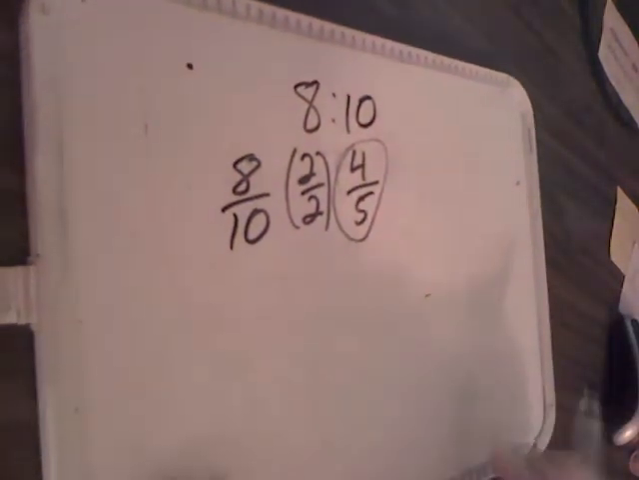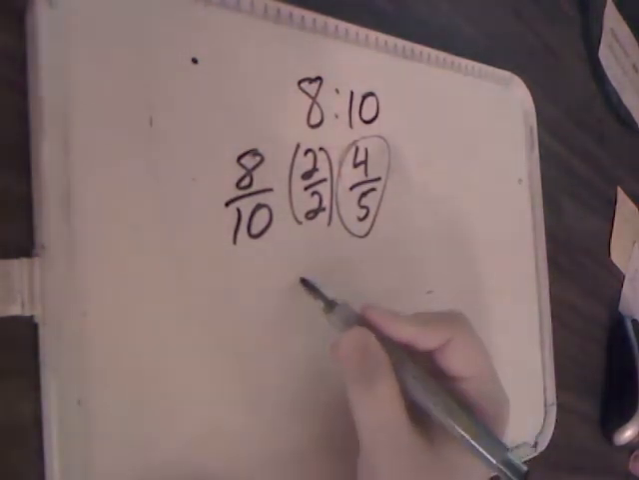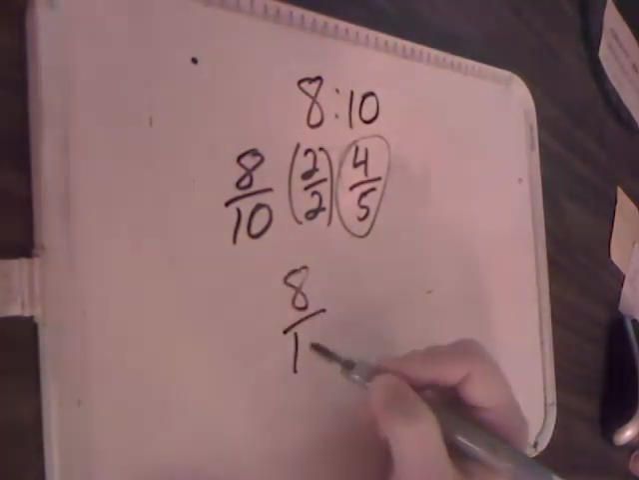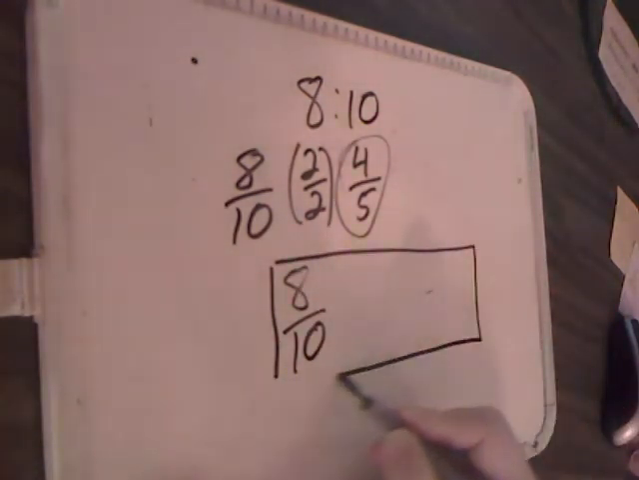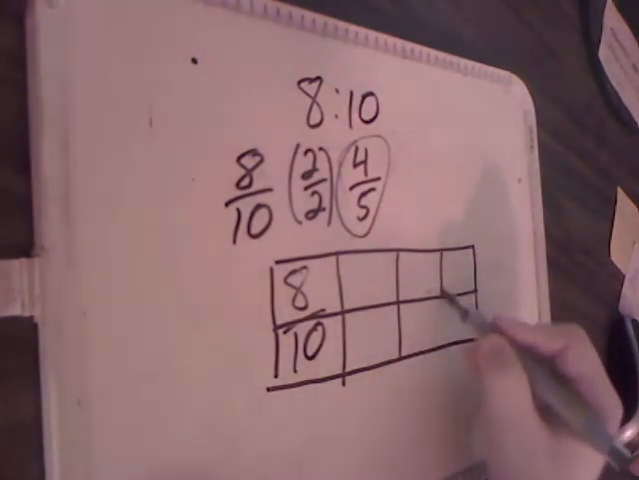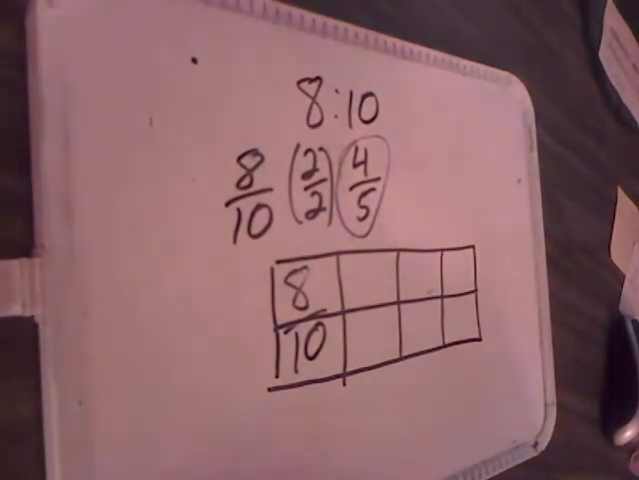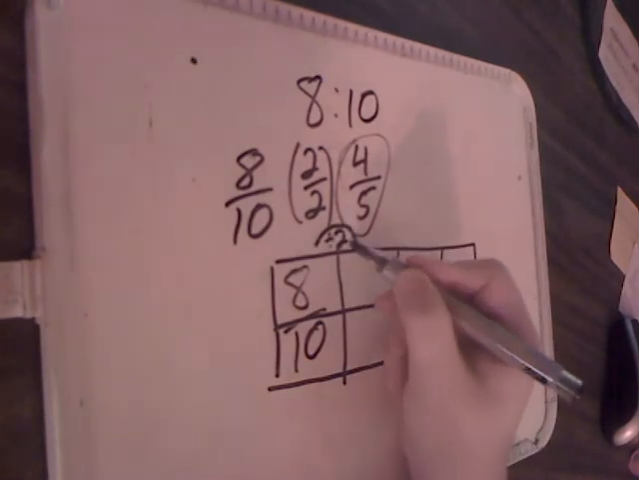There are some times when you'll be asked to find 3 equivalent ratios. When you're asked to find 3 equivalent ratios, it can be easy if you use a box, a ratio box. So what I'm going to do here is find 3 different ways to create an equivalent ratio. I know that I can divide by 2, and here's how I'm showing my work.